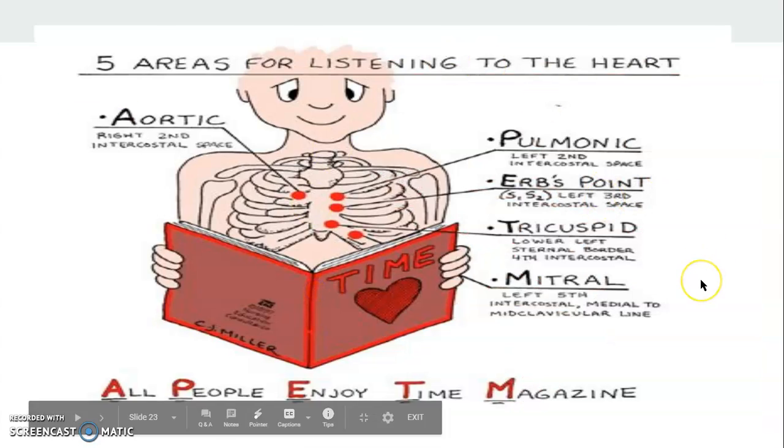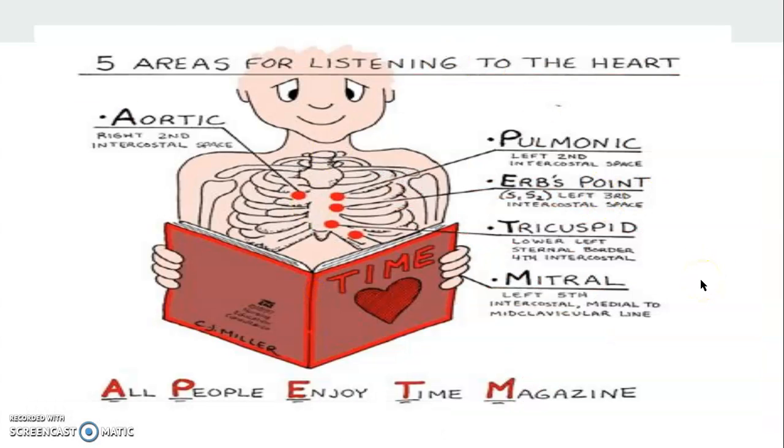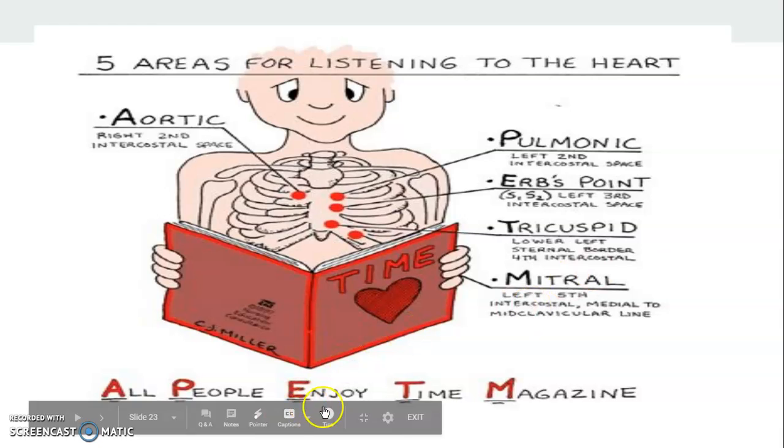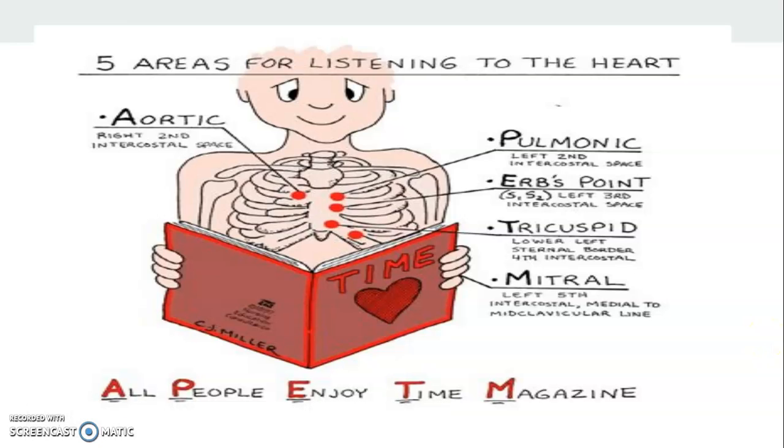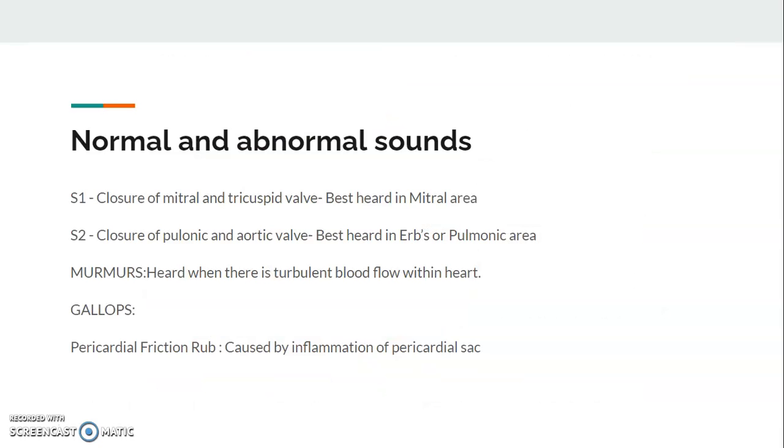This is a mnemonic which is used for students as an easy reminder. All people enjoy Time magazine. A for aortic, P for pulmonic, E for Erb's, T for tricuspid and M for mitral. Normal and abnormal sounds. S1, the closure of mitral and tricuspid valve, best heard in mitral area. S2, closure of pulmonic and aortic valve, best heard in Erb's or pulmonic area.